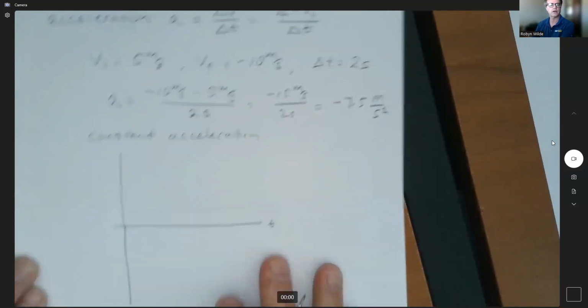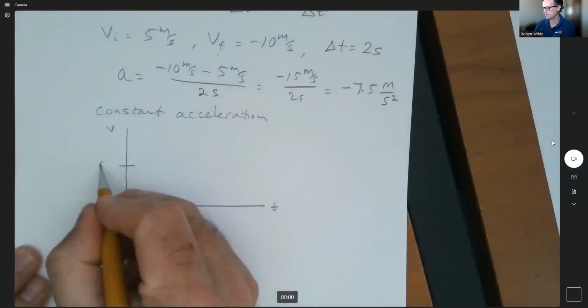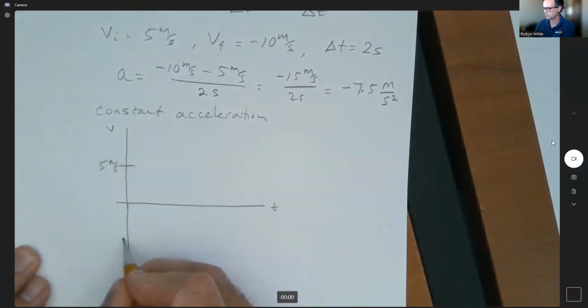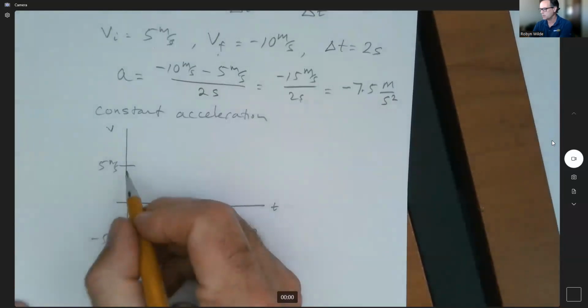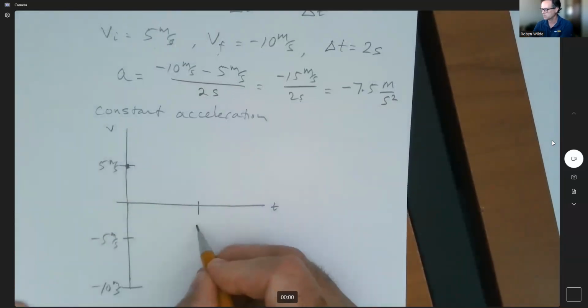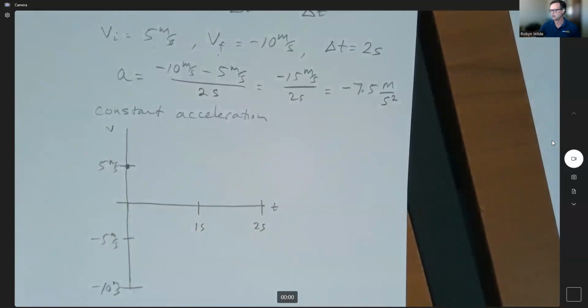All right, so let's draw that here. Maybe I'm going to start at 5 meters per second, and I'm going to end up at negative 10, down here in my negative region. So what it's saying is that time equals 0. Here's 1 second, and we'll go to 2 seconds. At time equals 0, I am starting at 5 meters per second. At time equals 2, I'm down at negative 10.